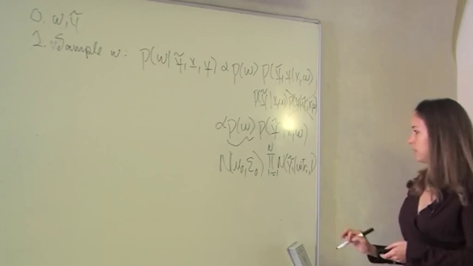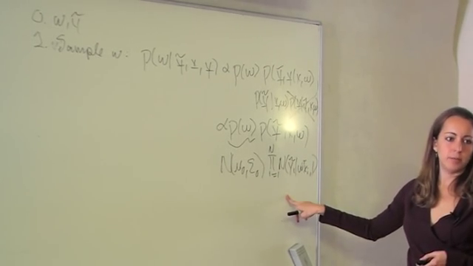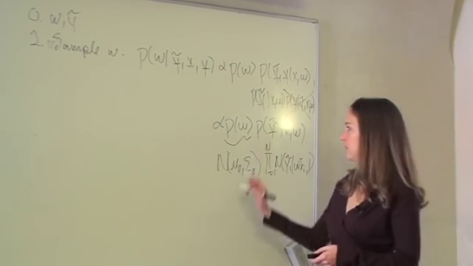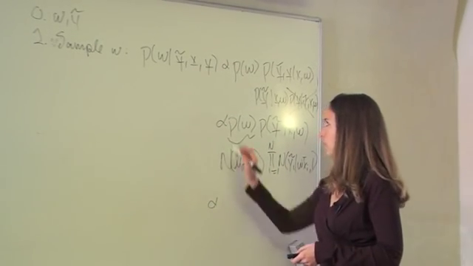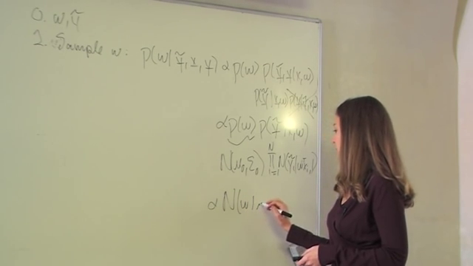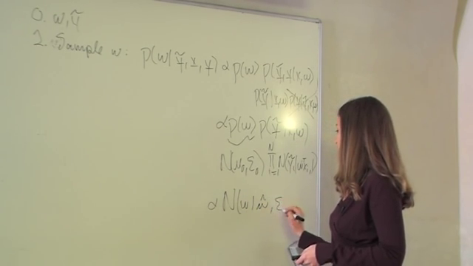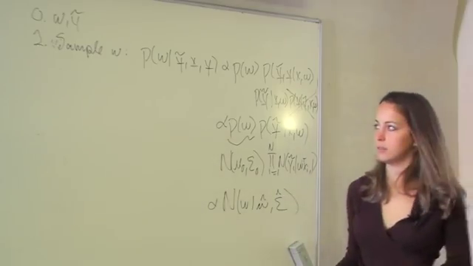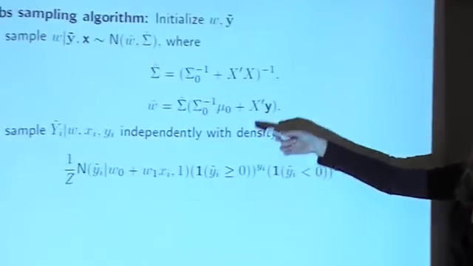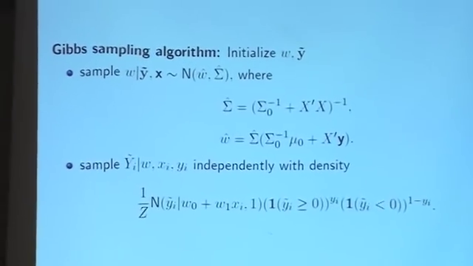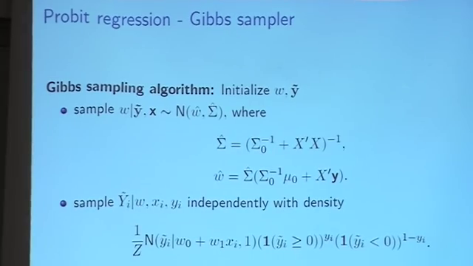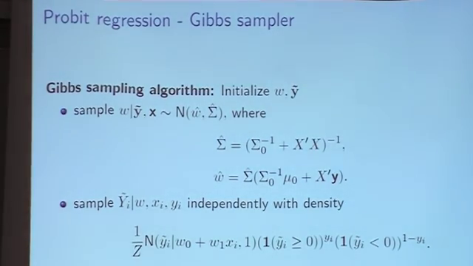So we saw this updating rule yesterday. So this means that W is normal with some updated mean and variance. So this looks very similar to what we saw yesterday. It's just the updated mean and variance from the normal density. Okay, so step 2.